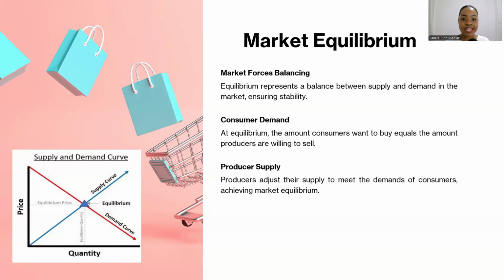Next up, let's look at market equilibrium, which shows us how the market forces of demand and supply interact in order for prices to be determined. Equilibrium represents a balance between supply and demand in the market, ensuring stability. At equilibrium, the amount consumers want to buy equals the amount producers are willing to sell. Producers adjust their supply to meet the demand of consumers, achieving market equilibrium.